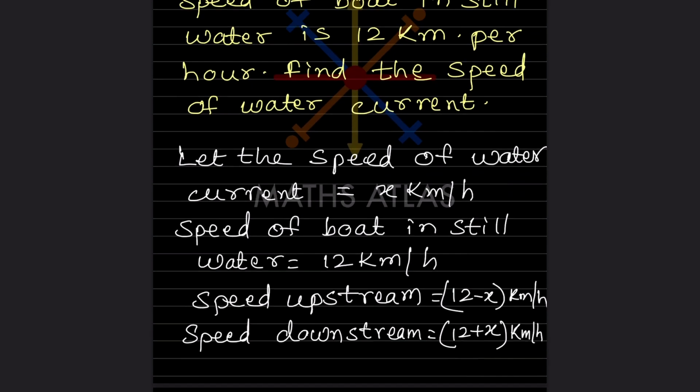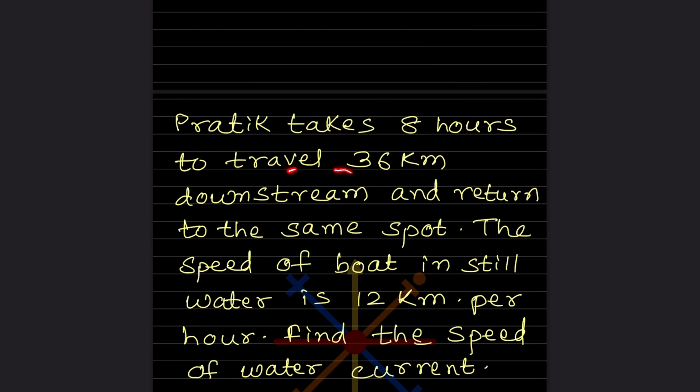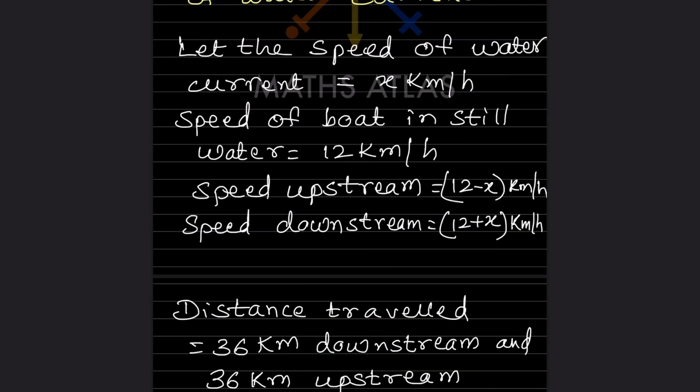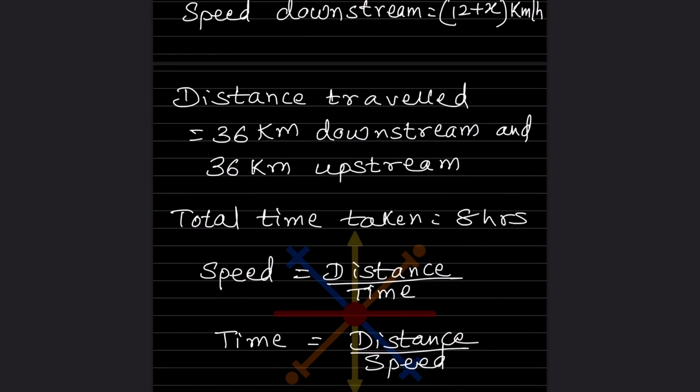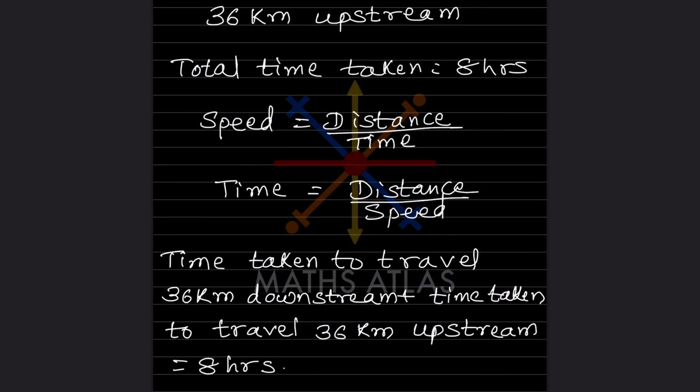So now let us see, first we have to see the distance traveled. So 36 kilometer downstream and 36 kilometer upstream. They have said to travel 36 kilometer downstream and return to the same spot, which means the upstream is also 36 kilometer. So the total time taken is given as 8 hours. What will you do? You know the formula, speed is equal to distance by time. If you rearrange, the speed will come in the denominator, so time is distance by speed. So the time taken to travel 36 kilometer downstream plus the time taken to travel 36 kilometer upstream is given as 8 hours. That is given in the question.